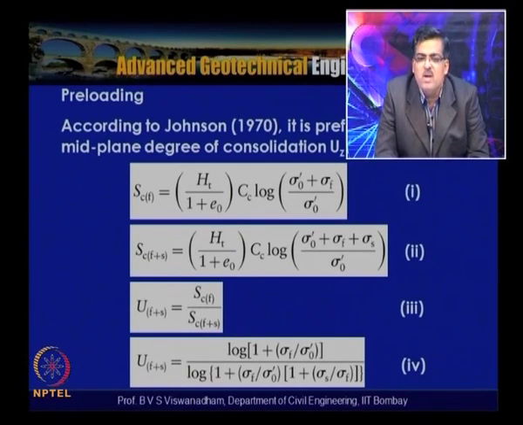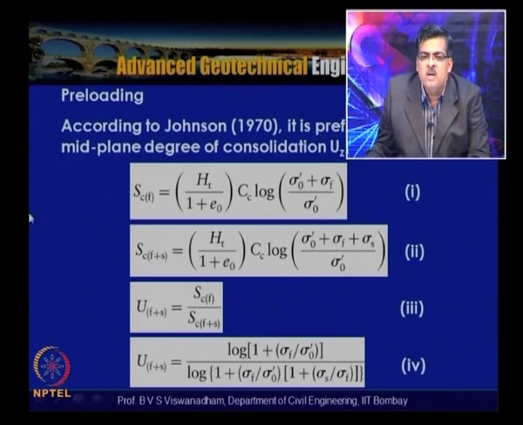So we can define the degree of consolidation as SCF, that is the consolidation settlement without any preload, and with the preload and surcharge, that is settlement without any preload and settlement with preload and permanent load, that is SCF by SCF plus S. So by substituting these, 1 and 2 in 3, we get U F plus S is equal to logarithmic of 1 plus sigma F by sigma naught dash divided by logarithmic of 1 plus sigma F by sigma naught dash into 1 plus sigma S by sigma F.